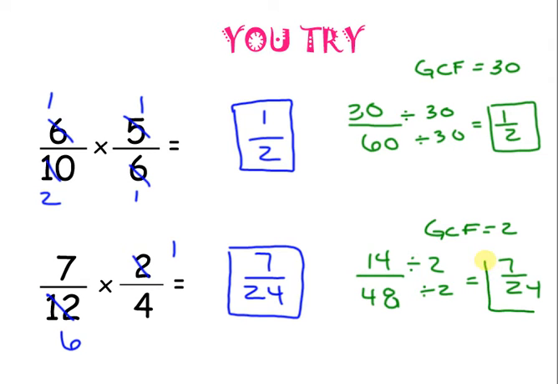All right, go ahead and pause the video if you're not done. If you are done, let's go over it. So I actually did it in both methods so that you could see. In the blue, I did cross canceling, and in the green, I found the GCF. But either way, I ended up with the same answer. I got 1/2 for the first one and 7 over 24 for the second one.